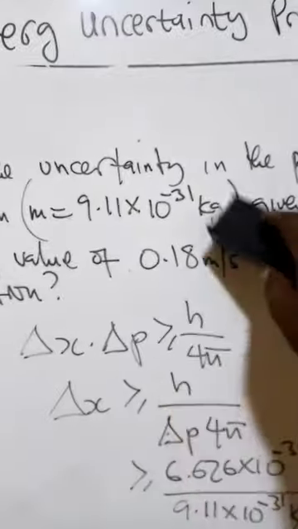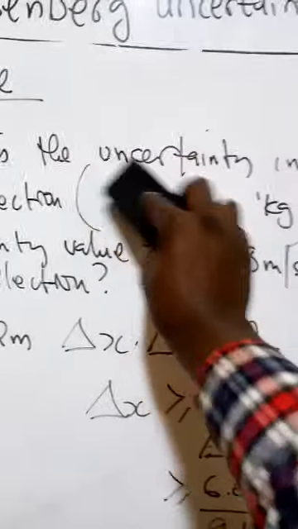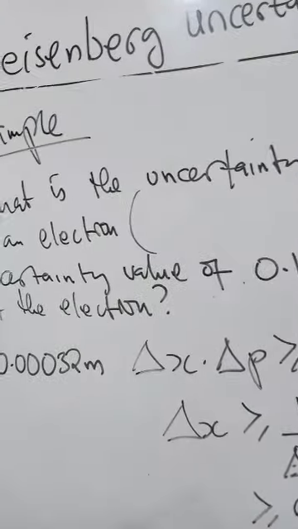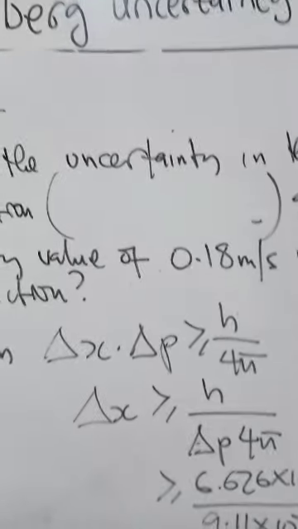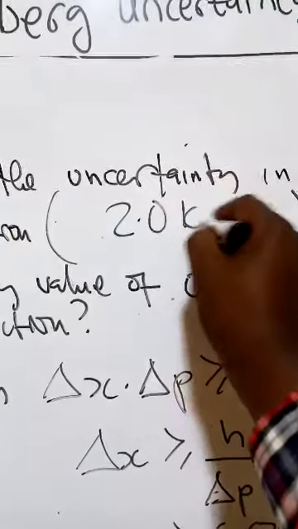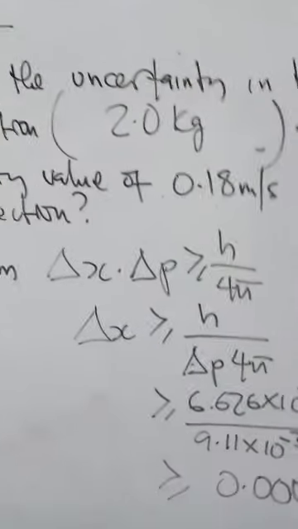So now let's compare with a cricket ball. So here what's going to change is the mass. So we are going to maintain the velocity. So let's change the mass. We know the cricket ball is heavier than an electron. So suppose the cricket ball has a mass of 2.0 kilograms moving at that velocity.